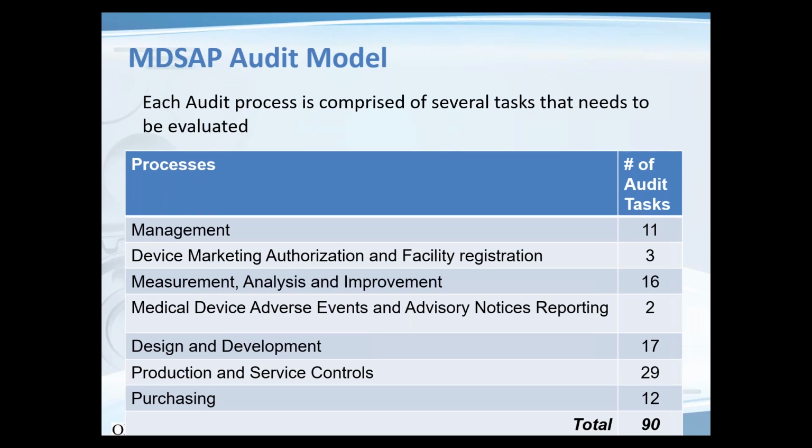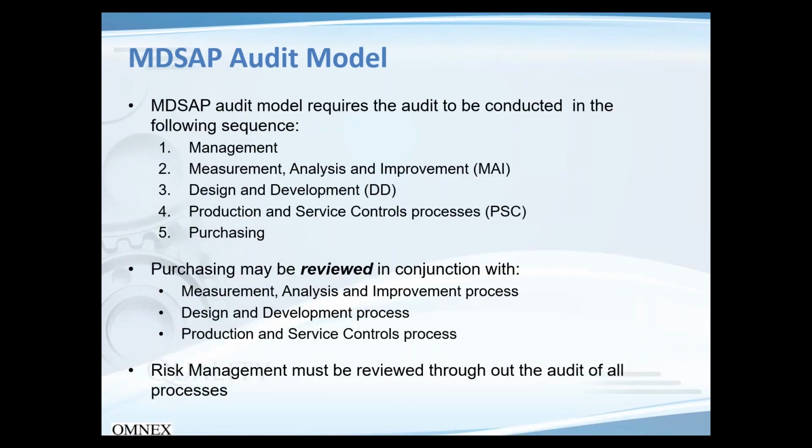Each task has a particular time allowed to do the audit, and we will see that later in the presentation. The audit model requires that we conduct the audit in the following sequence, like an audit trail that we would have in any other management system audit. We must start with the management system and the management processes, understand the management commitment, and see if a management representative is appointed, and whether management is really committed to the management system.